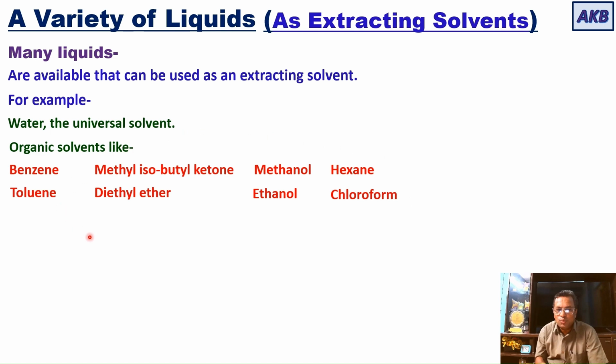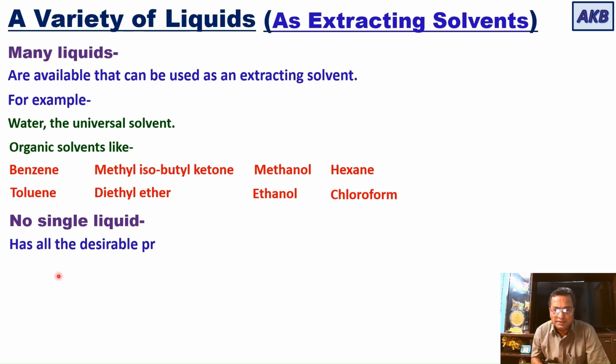You need to choose the appropriate extracting solvent from the variety of liquids available. That is an important task, because you cannot select the extracting solvent randomly. You need to consider some criteria for selecting the extracting solvent. Even though you have many liquids, there is not a single liquid that has all the desirable properties required for an extracting solvent.